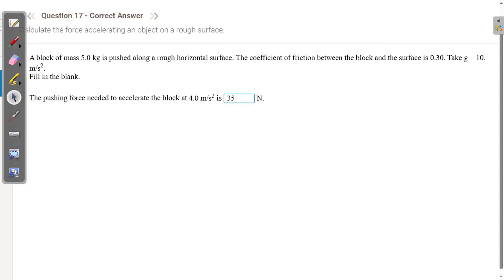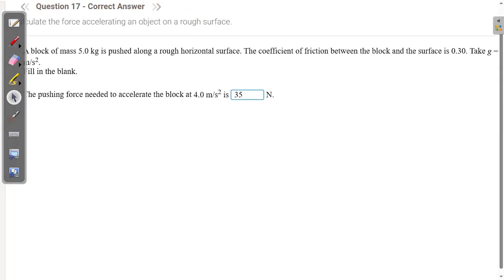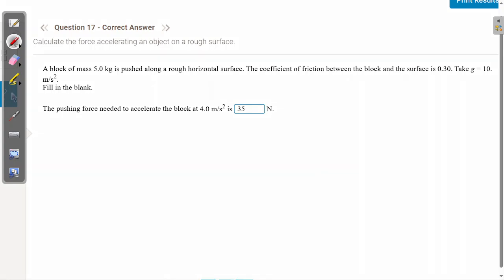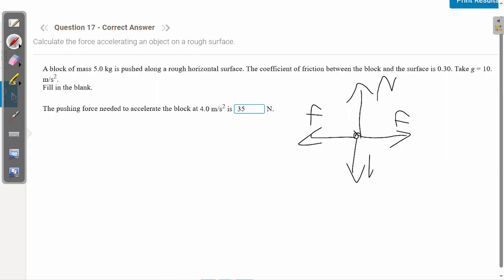A block of mass 5 kg is pushed along a rough surface. The coefficient of friction between the block and the surface is 0.3. What's the pushing force needed to accelerate the block at 4 meters per second squared? So it's pushed by a force. There is friction, there is a normal, and there's a weight.